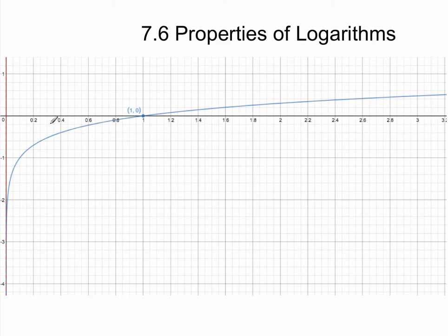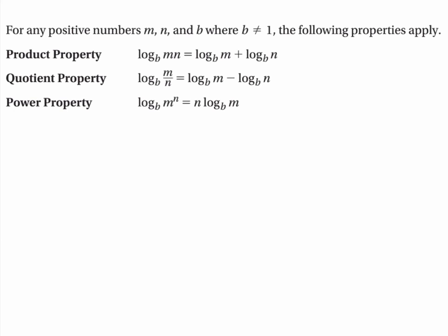Let's look at some properties of logarithms. Now, for any positive numbers m and b, where b does not equal 1, the following properties are true. The product property tells me that the log of a product is the sum of the logs. So log base b of m times n is log base b of m plus log base b of n.